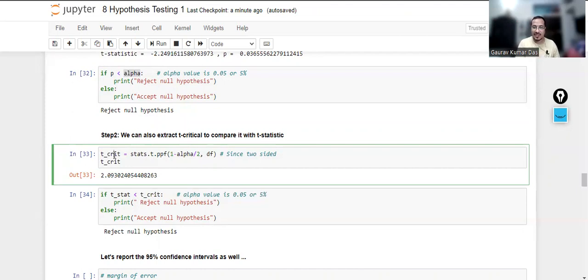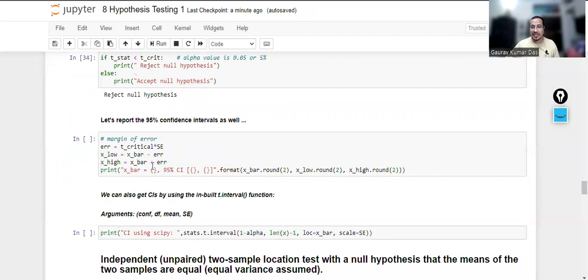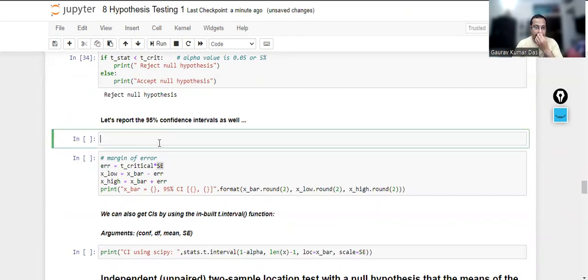That is why I'm doing 1 minus alpha by 2. Very simple, guys. Okay. So next, if I want to focus on the 95% confidence intervals, because it's 5% alpha, right? So confidence level will be 95%. So my SE is nothing but standard error, and standard error is actually given by sigma by root over n. Okay, in this case, it will be sample standard deviation.